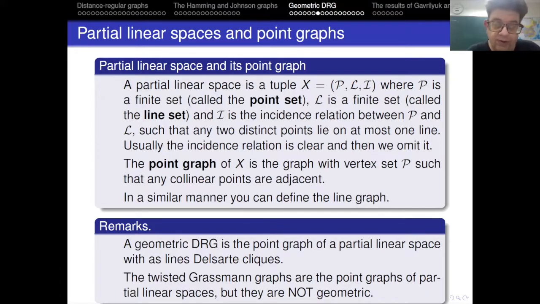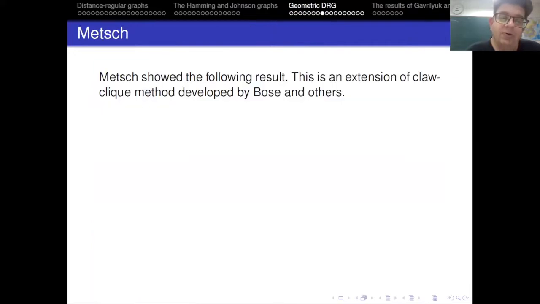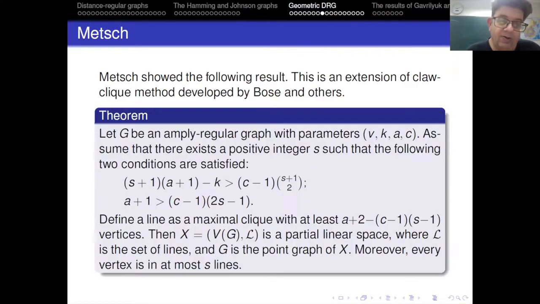Not every vertex lies on that. So now we start with results of Klaus Metsch. He showed the following results. This is an extension of the clique method developed by Bose and others. Some people call it the Bose-Laskar method, and it has many names. And it is not so complicated. It looks very complicated here.